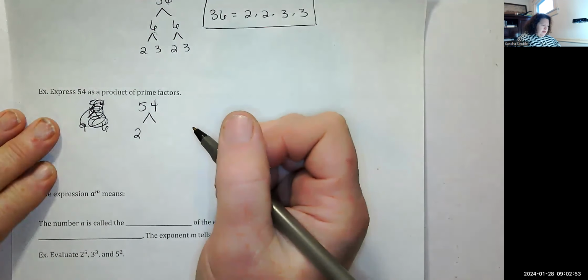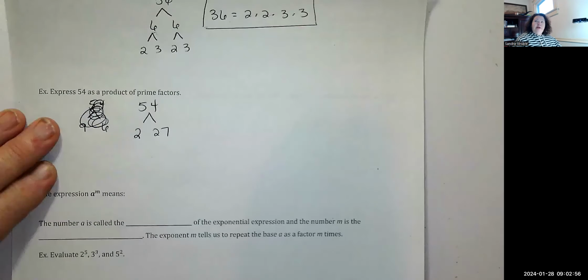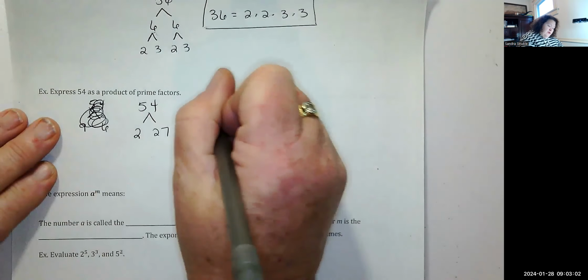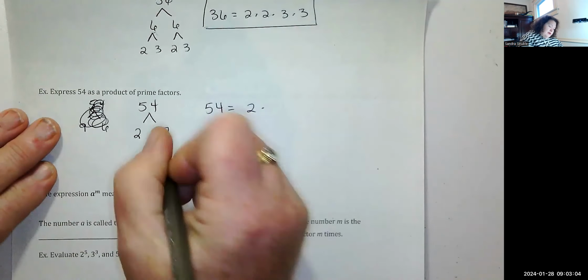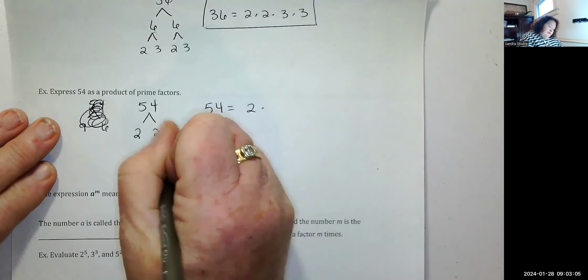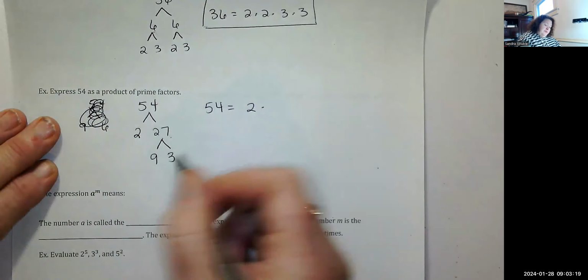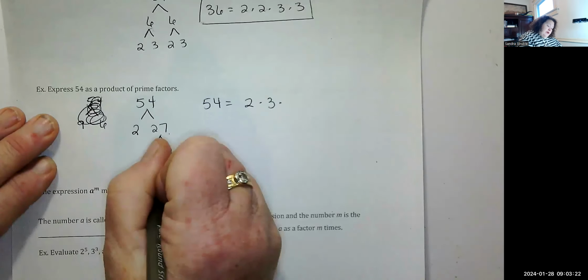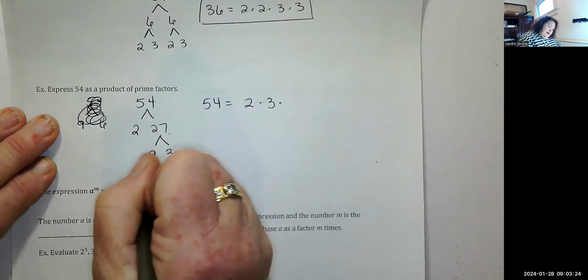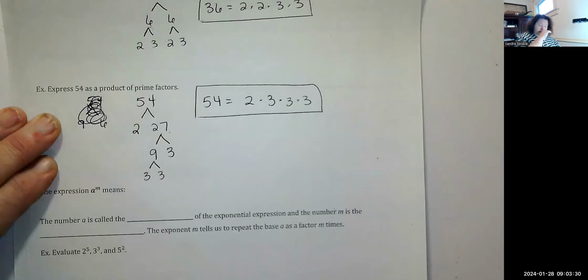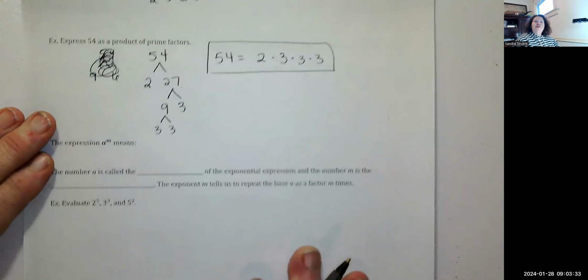Right, 2 times 27. All right, now 27 is not prime, but 2 is, so we're done with the 2. So 54 equals, I know 2 is going to be one of them. I'm going to factor this one. 2 doesn't go into it. 5 doesn't go into it. 2 plus 7 is 9, so 9 goes into it. 9 times 3. Okay, 3 is prime. And then the 9 is 3 times 3. So times 3 times 3. That's my prime factorization for 54.